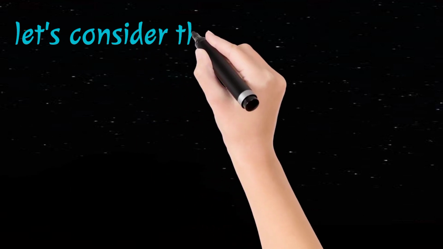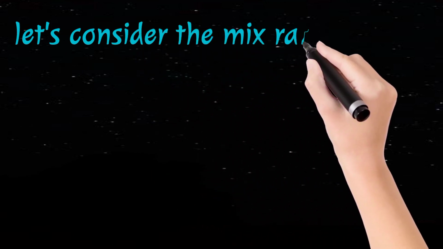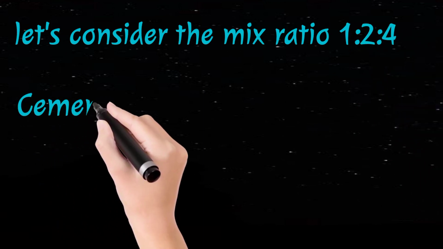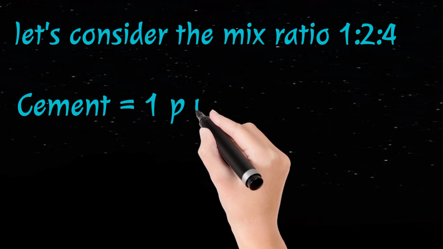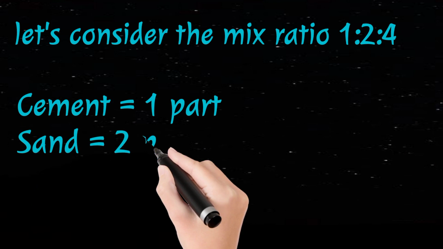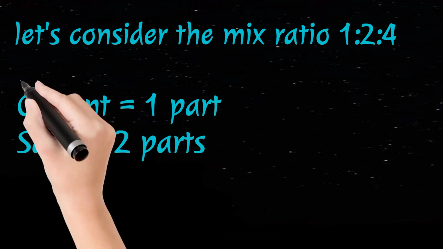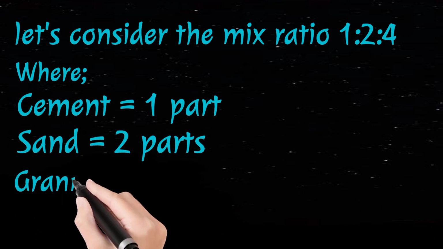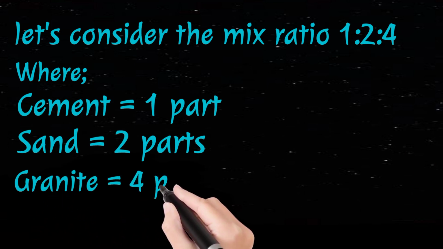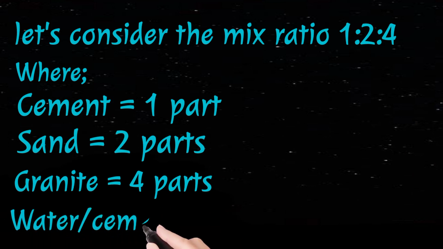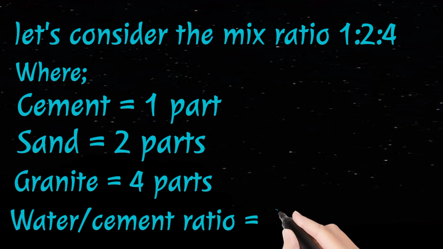Now we are going to take things step by step. The quantities were given to us in volumes, so we need to get the volumes, then convert them to weight, and then convert to the cubic meter. Let's break down the ratio given: 1:2:4, where cement has 1 part, 2 represents sand, and 4 represents granite. The water cement ratio given is 0.4.